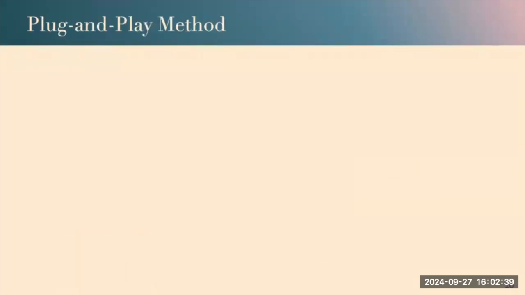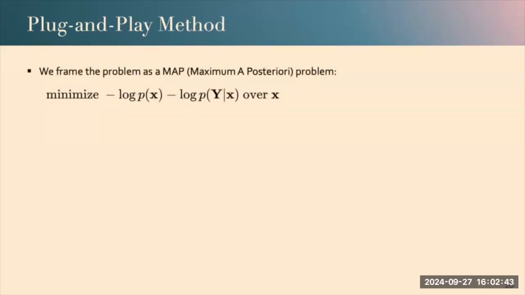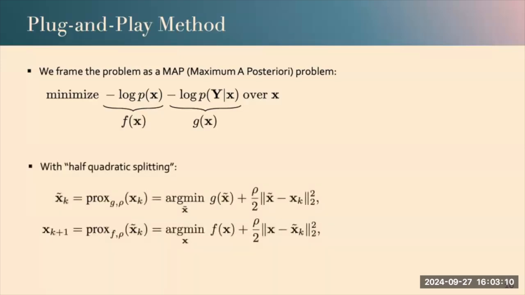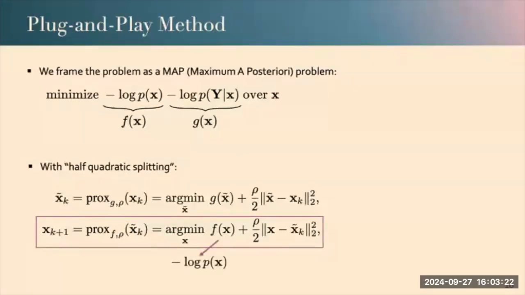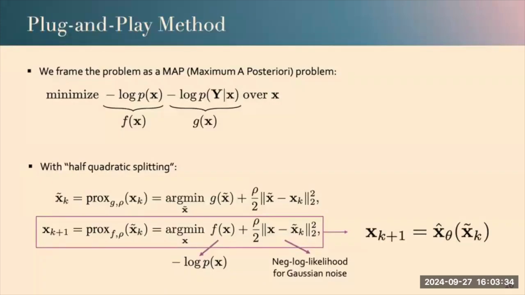And this is an idea that came from the plug-and-play method, again, developed first in computational imaging. But the idea is that if you want to solve a maximum a posteriori problem, it's equivalent to this minimization problem where you have a sum of two terms. We're going to call them F and G. And now the idea of the plug-and-play method is to use a method called half quadratic splitting instead of solving this complex minimization problem. You're going to iterate between solving two potentially simpler minimization problems. And if we look more carefully at the second optimization problem, and if we remember that F here represents the negative log prior, and if we recognize here that this is the negative log likelihood for Gaussian noise, this optimization problem actually represents a denoising step for a Gaussian denoiser.